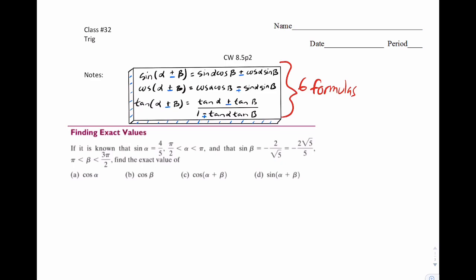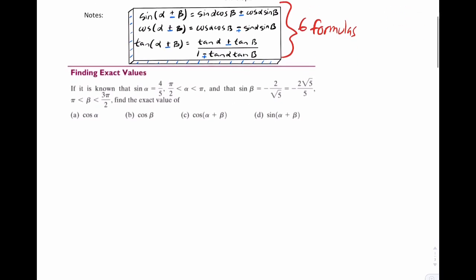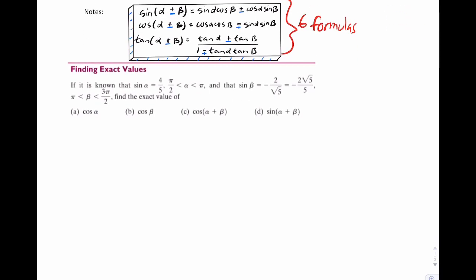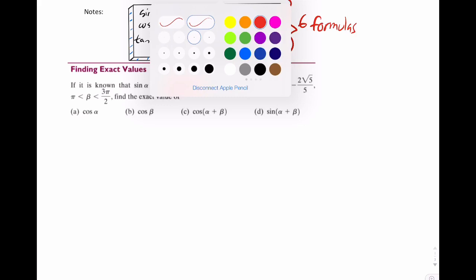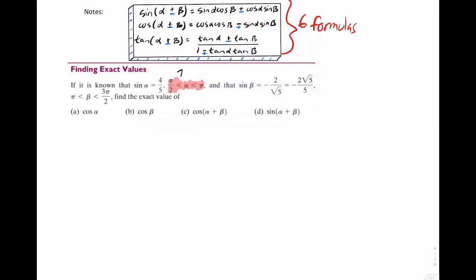So let's get to the first problem. I'll leave those formulas there for a little bit. If it is known that sine of alpha equals 4 over 5, and alpha is between pi and pi over 2, so that's very important. Let's highlight that. That tells you where we're going to draw this triangle, right? So as soon as you see a question like this, hopefully in your brain you realize I have to draw a triangle. And it's always going to be a good idea for questions like this in trigonometry.